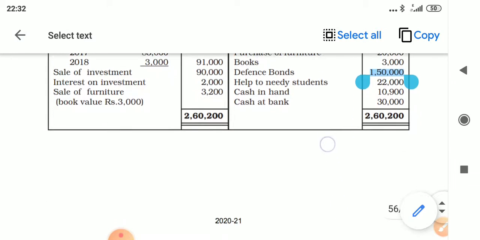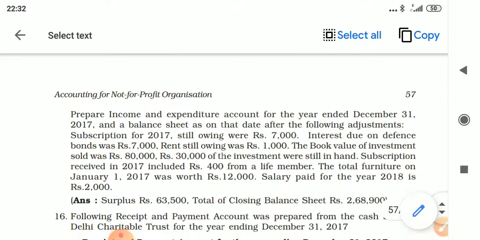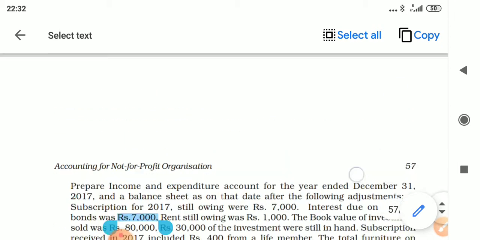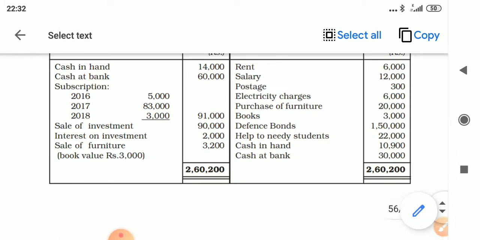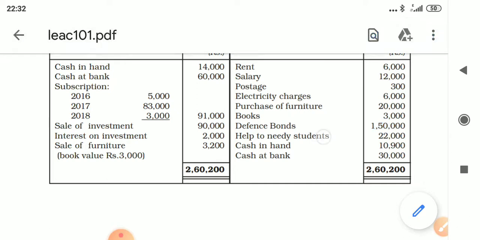Now here we have interest on defense bonds, isn't it? Interest due on defense bonds, 7,000, we have to receive the interest. We have not yet received. It is interest accrued. So this will appear in the income side and it will also appear in current year's asset side as interest accrued. You can alternatively add it with defense bonds and show it in the asset side. 1,50,000 plus 7,000, 1,57,000. Help to needy students is an expense.